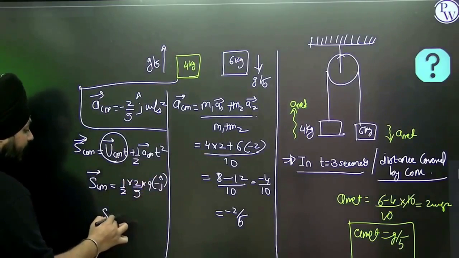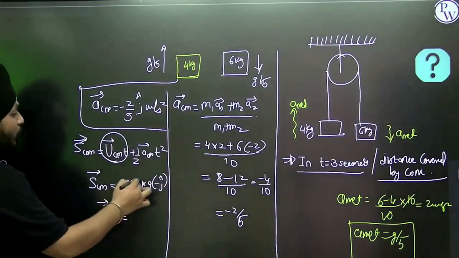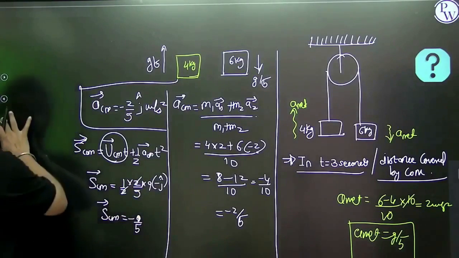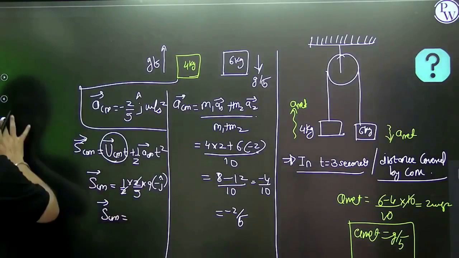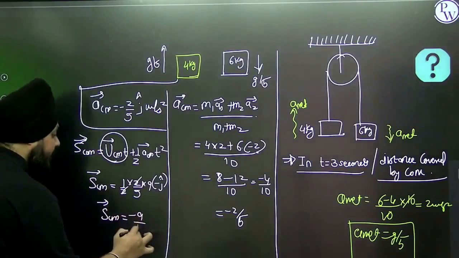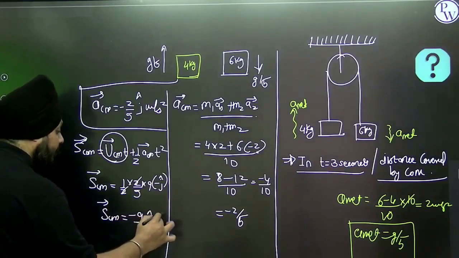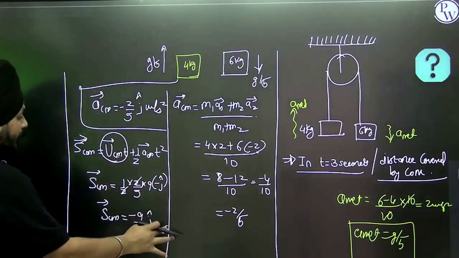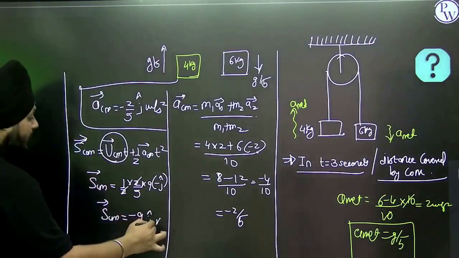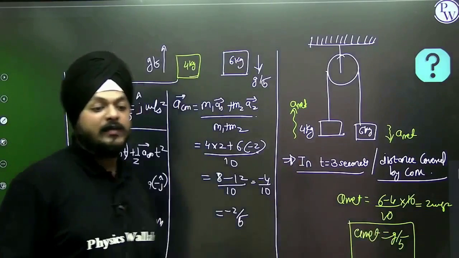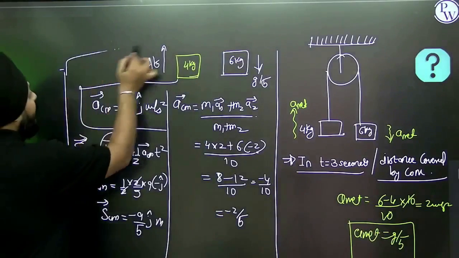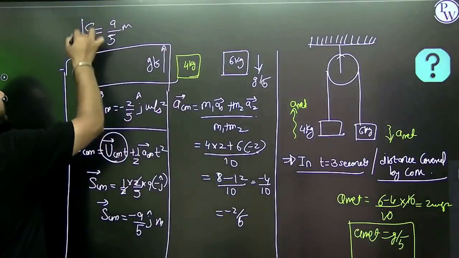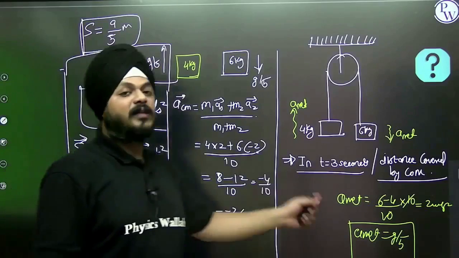So what is the displacement? The 2 is going to cancel. That is negative of 9 by 5. This is the displacement, negative of 9 by 5 j meter. Sorry, only meter. This is the displacement. Magnitude of the displacement is distance. So distance is 9 by 5 meter. This is the distance traveled by the center of mass in the 3 seconds.